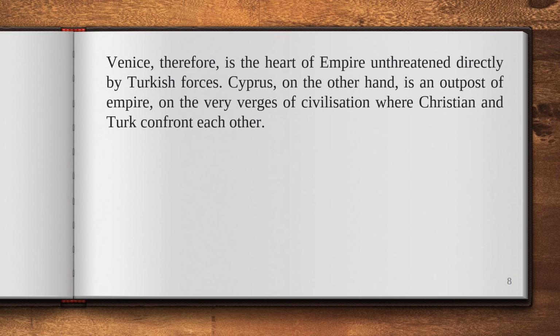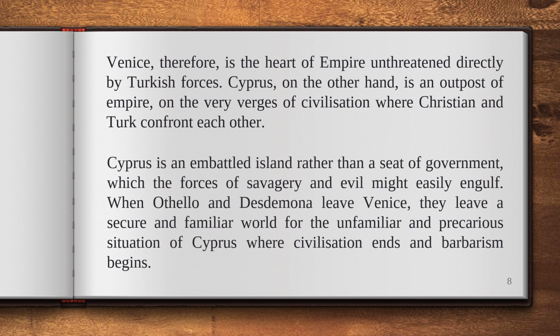Venice, therefore, is the heart of empire, unthreatened directly by Turkish forces. Cyprus, on the other hand, is an outpost of empire on the very verges of civilization, where Christians and Turks confront each other. Cyprus is an embattled island rather than a seat of government, which the forces of savagery and evil might easily engulf. When Othello and Desdemona leave Venice, they leave a secure and familiar world for the unfamiliar and precarious situation of Cyprus, where civilization ends and barbarism begins.